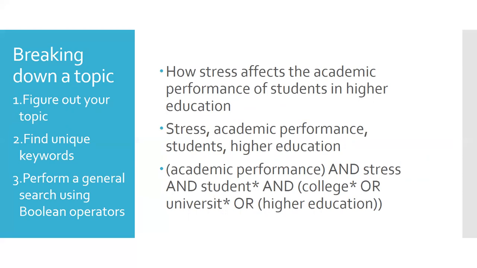Truncating student will allow us to get results for student and students. And by adding the truncated terms university and college to the search, you can account for different terms used for higher education. And because any of those would be acceptable, you can separate them by an OR to get any combination. Truncating university also helps you get universities, and it's the same for college. So adding the asterisk will allow for the plural.